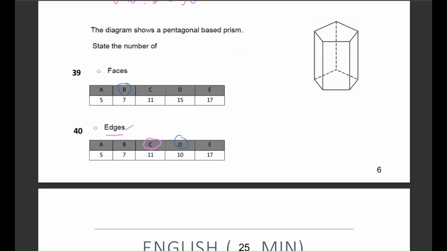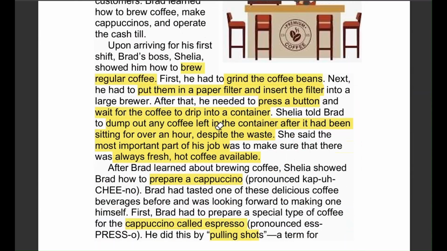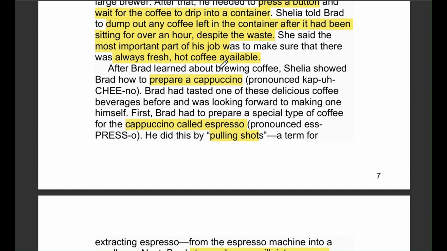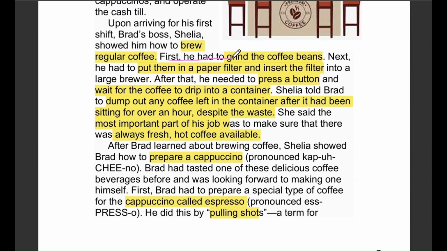Moving on to our English section, let's start with question 1. It asks, according to the passage, Brad first learns how to, and gives us options. A, make cappuccinos. B, brew regular coffee. C, take orders. Or D, operate the cash till. The correct answer is B, brew regular coffee. Why? Well, the passage explains that Brad's boss first shows him how to brew regular coffee. This happens before he learns how to make cappuccinos, take orders, or use the cash till.